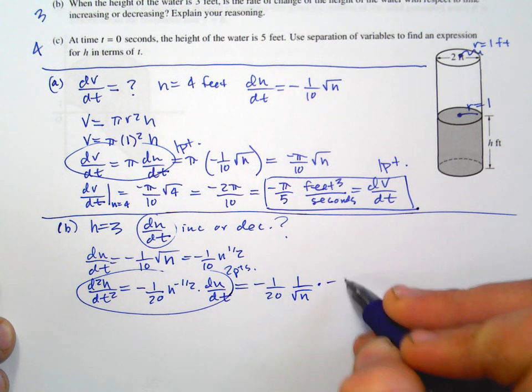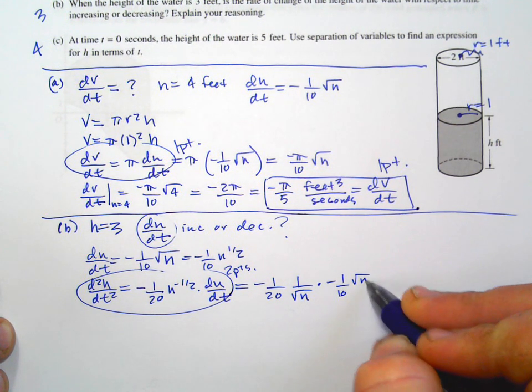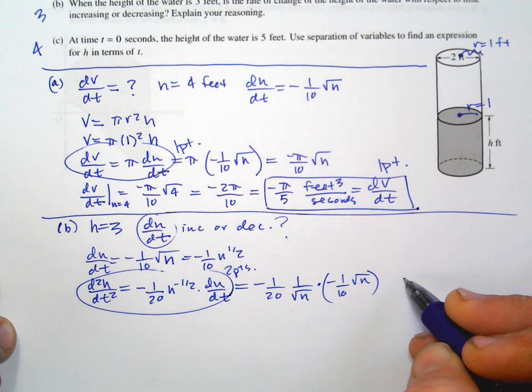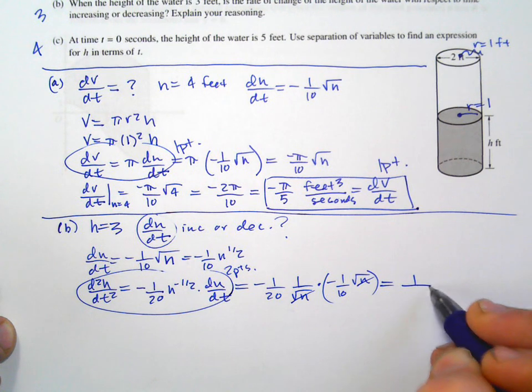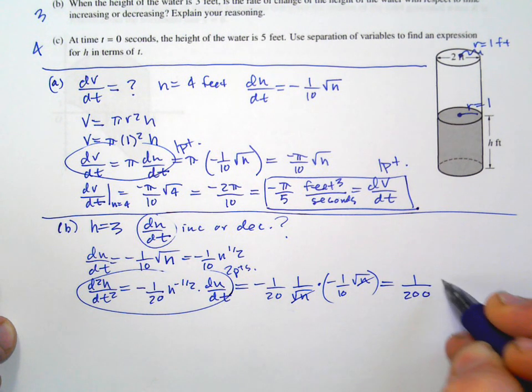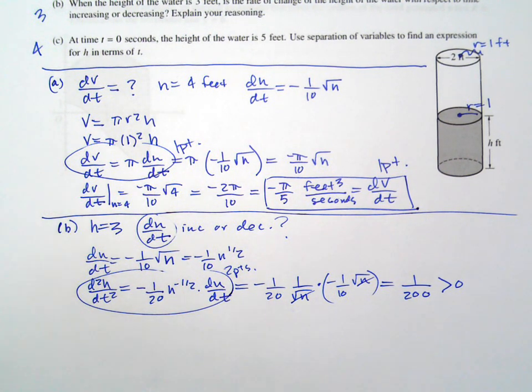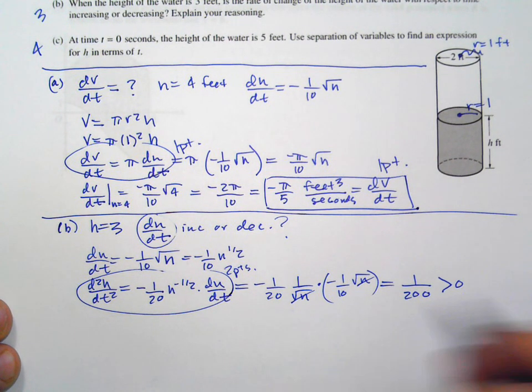And it was negative 1/10 square root of h. And then it really simplifies down nicely. It gives you positive 1 over 200, which is always positive. So it doesn't even matter that h is 3. We don't even use h is 3. It's always increasing.